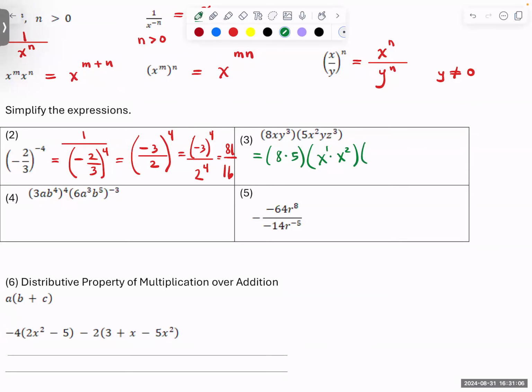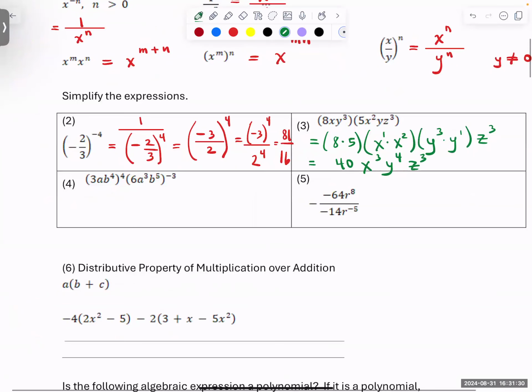Then group y to the third times y to the first, and then there's z cubed. So this equals 40x cubed, y to the 4th, 3 plus 1, z cubed. Number 4.